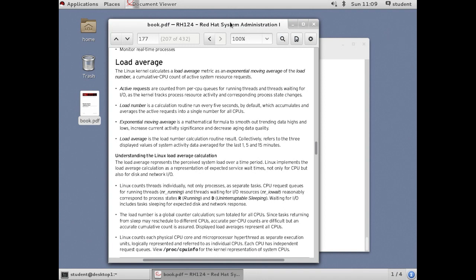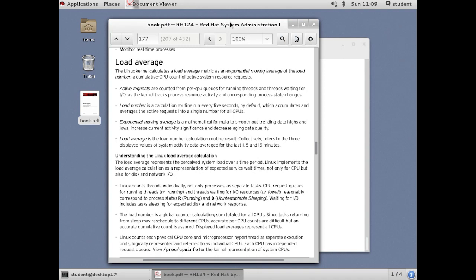The load number itself is a calculation. We run it roughly every 5 seconds, usually. It basically accumulates and makes an average of these active requests to get a single number. And we do it across all CPUs. The term exponential moving average is just a formula. But what's important about it is it's used to smooth out spikes, data highs and lows. But it also gives more significance to current data than it does aging data.